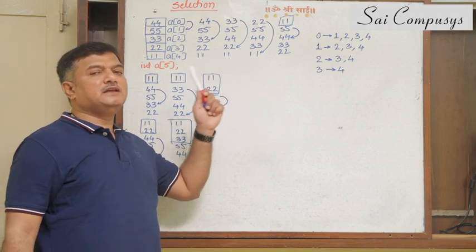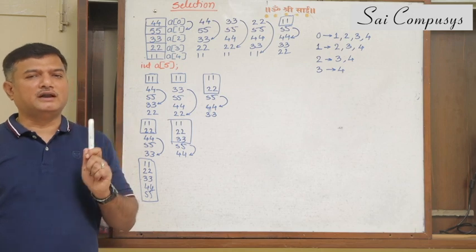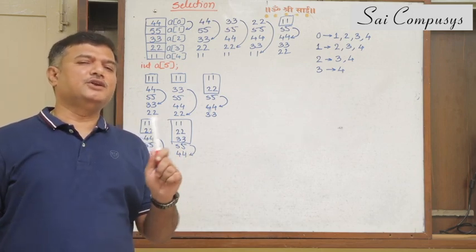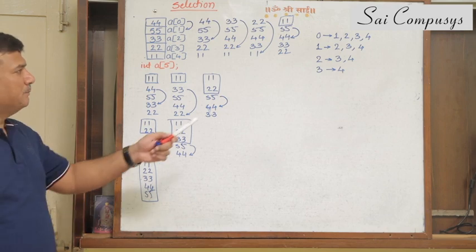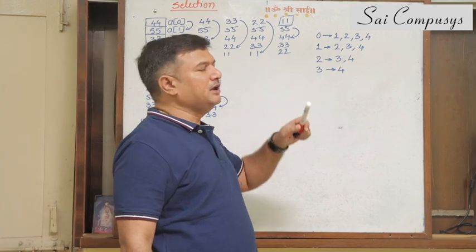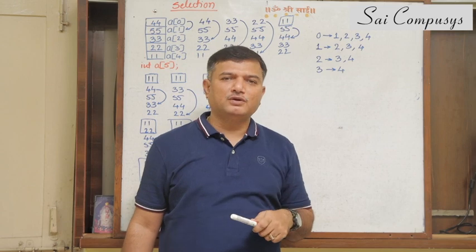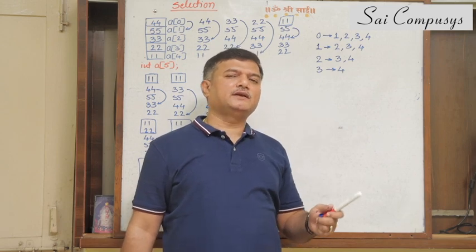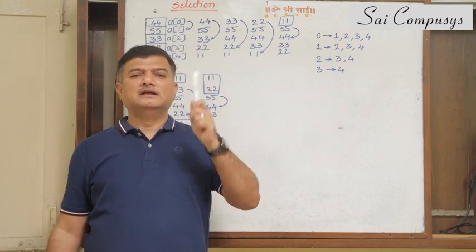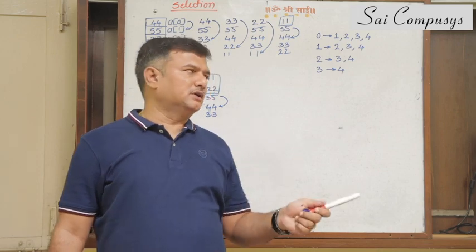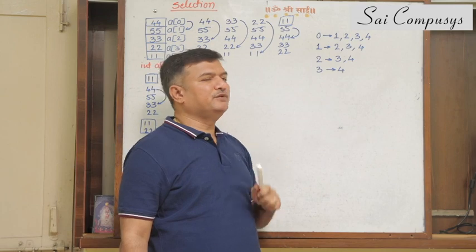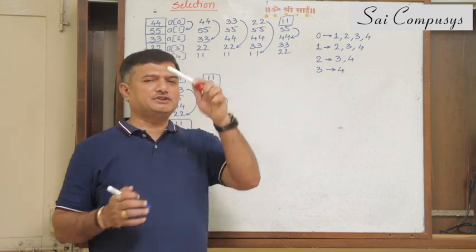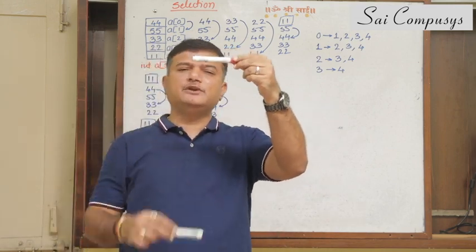So this is the easiest technique of arranging elements in the ascending or descending order. What did I do? I compared the 0th element with the elements below it, that is 1, 2, 3, 4. The first element I selected and compared with 2, 3, 4. The second element I selected and then compared with 3 and 4. Finally, the third I selected and compared with 4. Just select each element and compare with all elements below it.